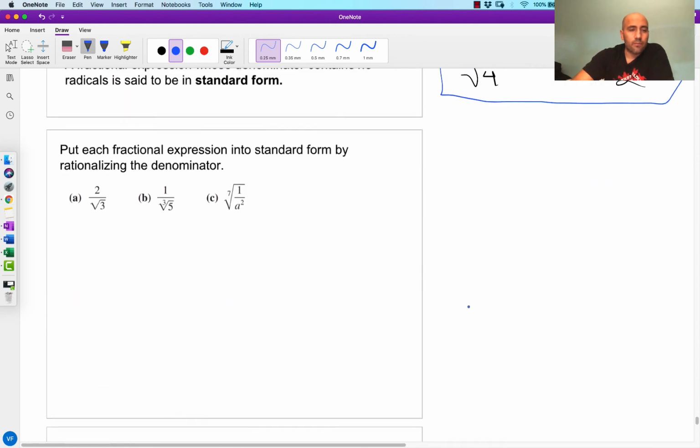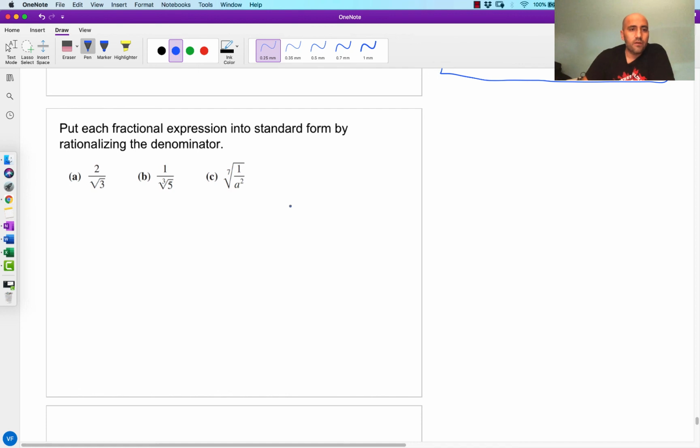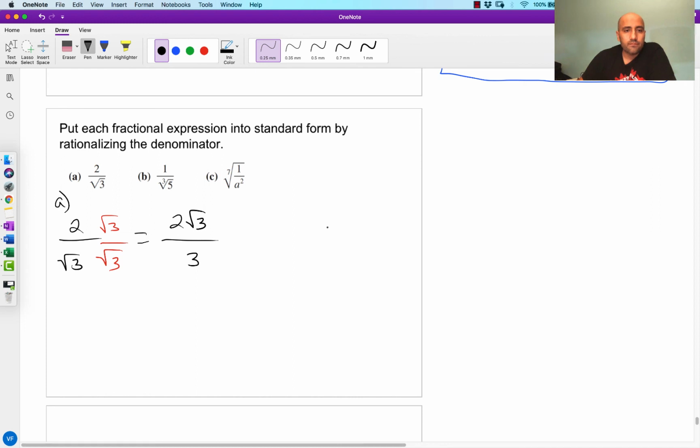Okay, so let's do a couple real quick examples here. Almost done. So if we want to rationalize this first one, we have 2 over root 3. That means that we have to multiply the numerator and denominator by root 3. And so that'll give us 2 root 3 divided by 3. Good. Easy.